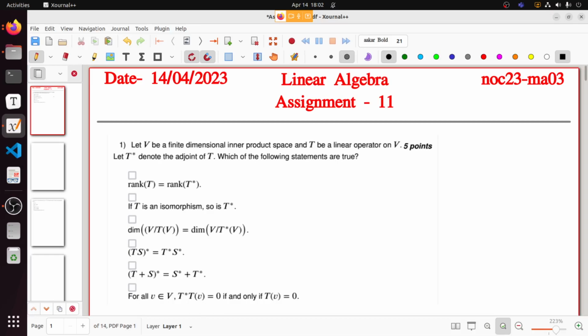It is saying: let V be a finite dimensional inner product space and T be a linear operator on V, and T star denote the adjoint of T. Then which of the following statements are true? The first option is that rank of T equals rank of T star. This is done in the class, so let me do it again.